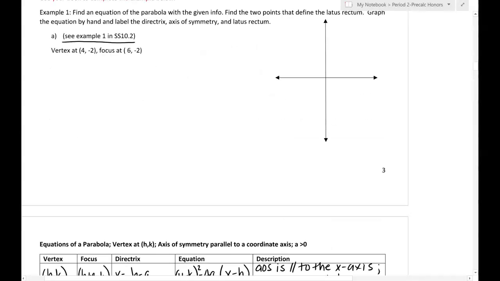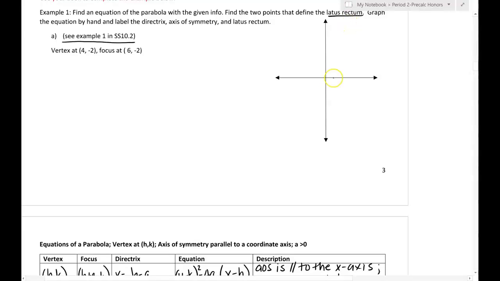Find an equation of the parabola with the given information. Find 2 points that define the latus rectum. Graph the equation by hand and label the directrix, axis of symmetry, and latus rectum. So they give you a vertex at 4, -2.